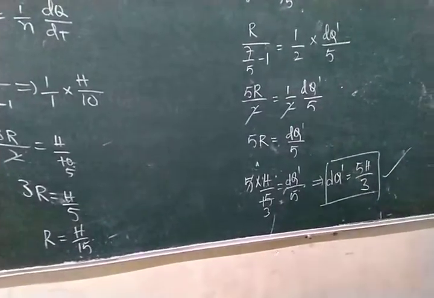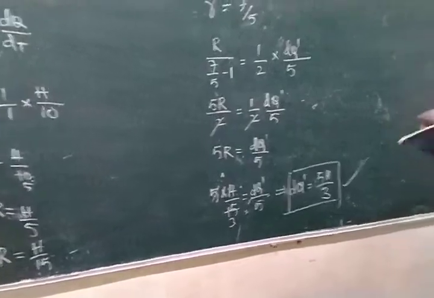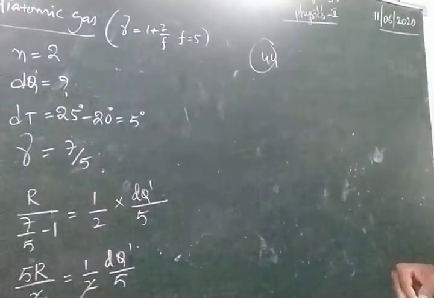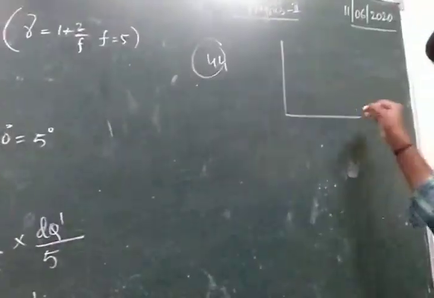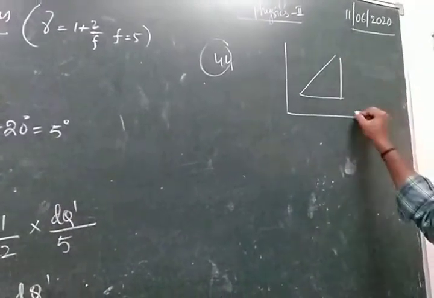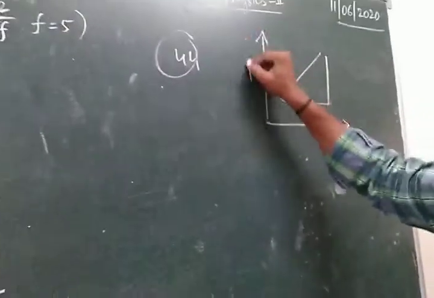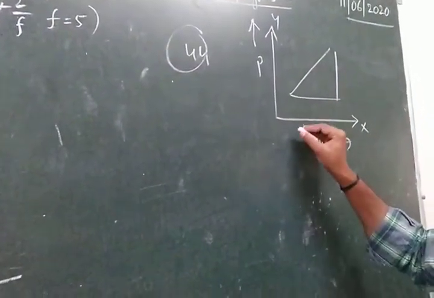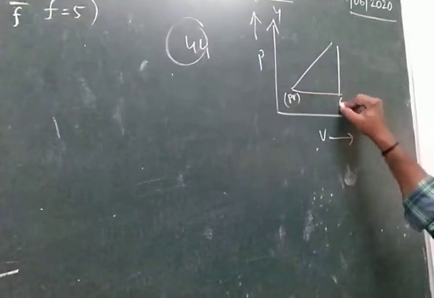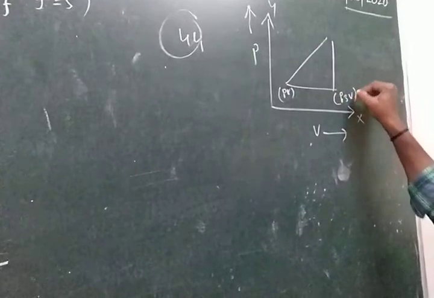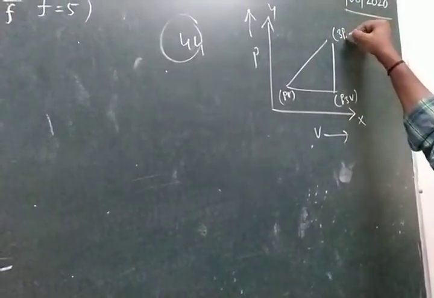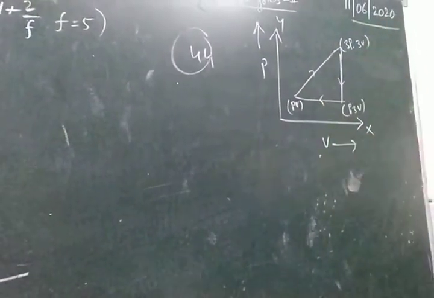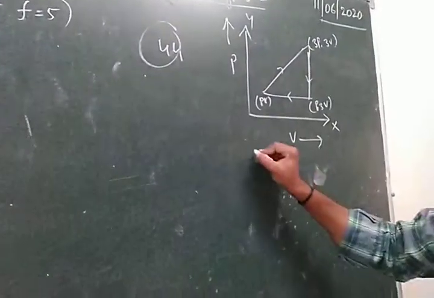Next, the fourth one: an ideal gas is taken through a process. This is the pressure axis and the volume axis, y and x. Here the values are mentioned: PV, P comma 3V, comma 3P comma 3V. A gas is taken through this thermodynamical process. Calculate the work done in this cyclical process.